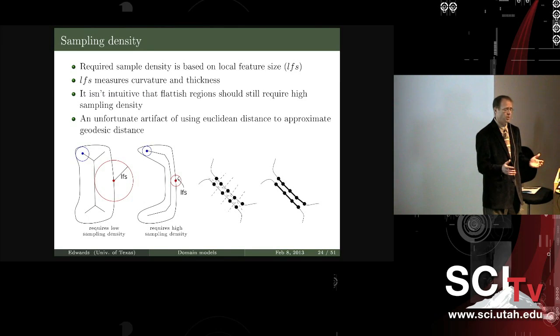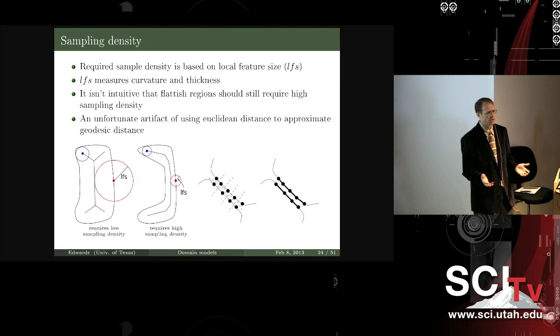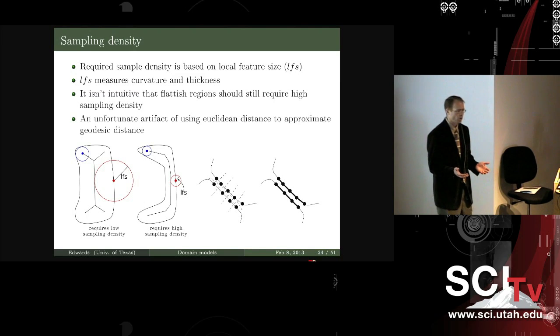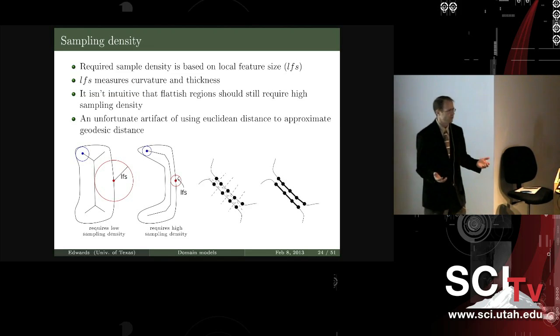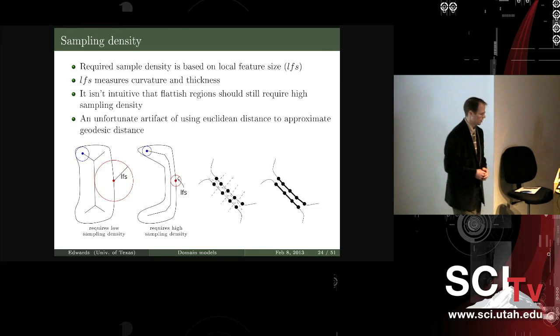And that's unfortunate because we don't need high sampling at that point. It's got a very low curvature. We should be able to resample that or remesh that area with very, very few triangles or simplices or whatever we're using.